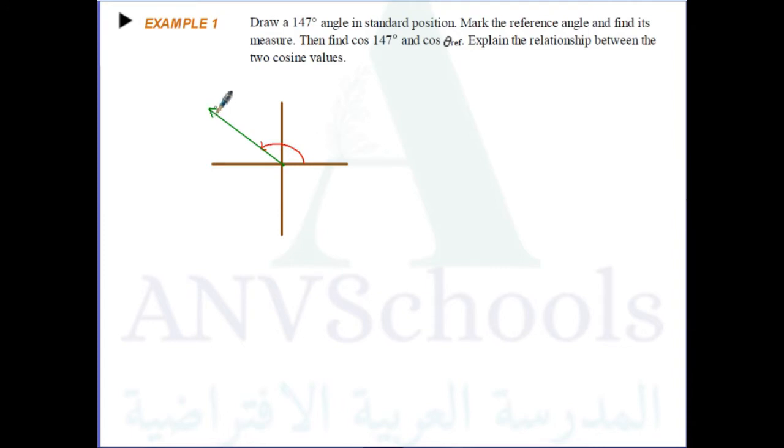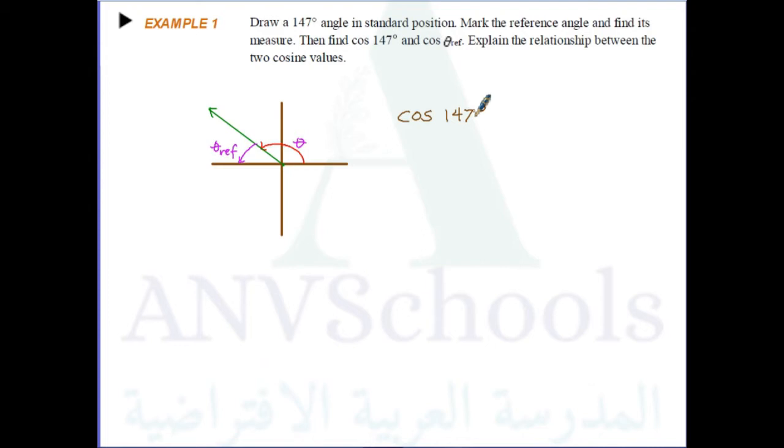What is our reference angle? This is our reference angle, so theta ref. And this is our theta. So what is our theta? Our theta is 147 degrees. So make sure you write degrees with your 147. So cosine of 147 degrees.